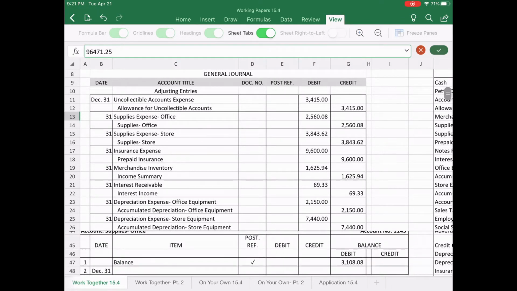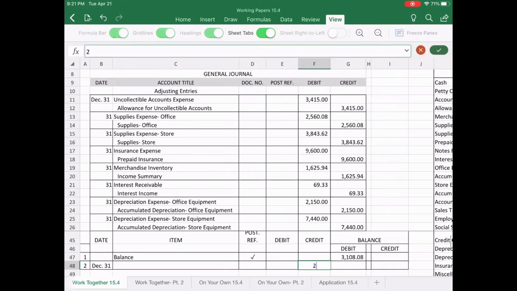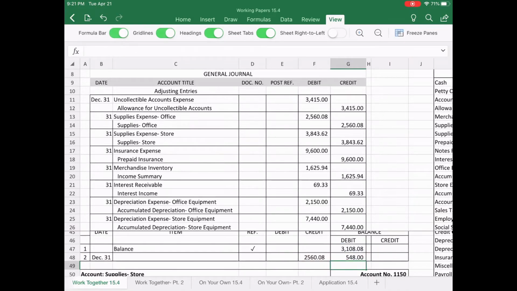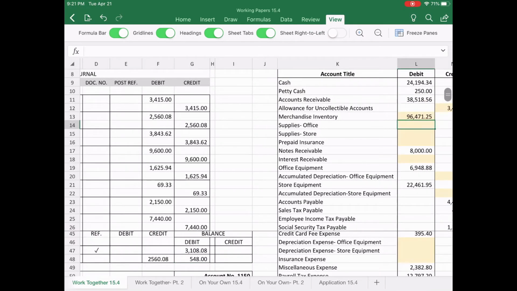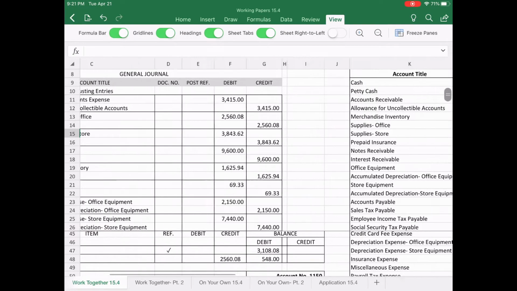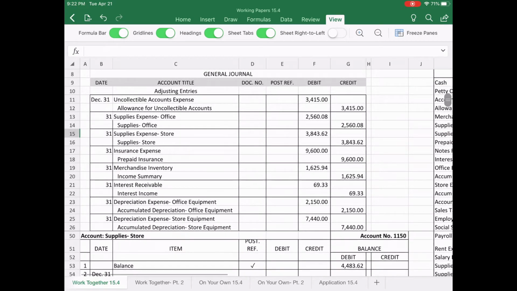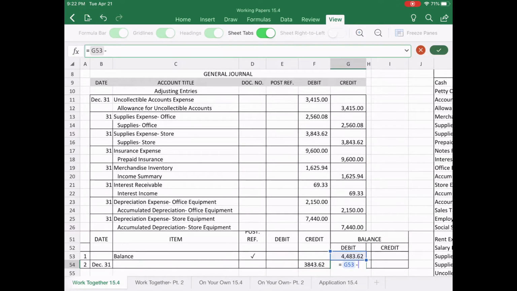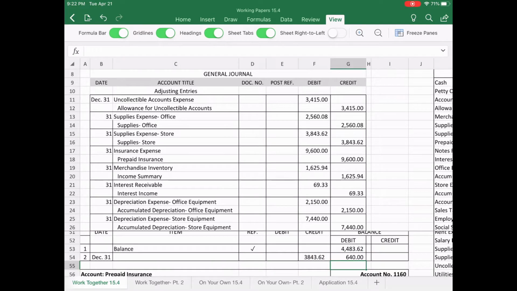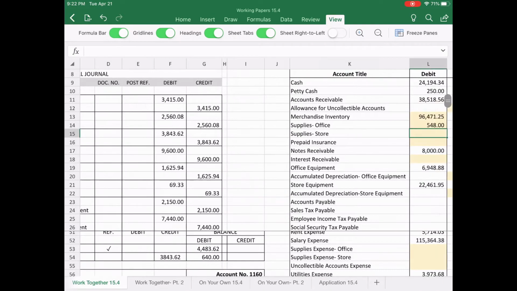All right, supplies office, $25.60 in the credit column. Since one's a debit and one's a credit, we will subtract those two numbers. Supplies office is $548. Supplies store, $38.43.62 in the credit column. Again, since one's a debit, one's a credit, we'll subtract those two amounts. So our supplies store is $640.